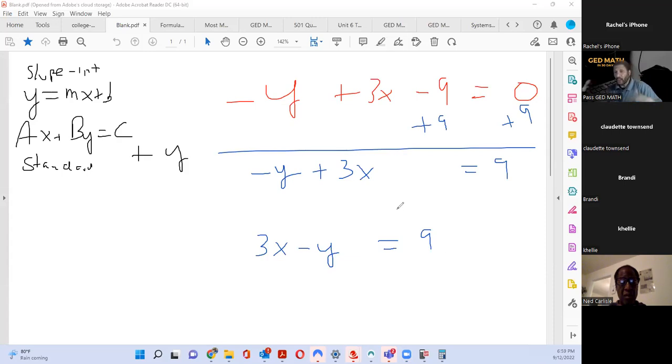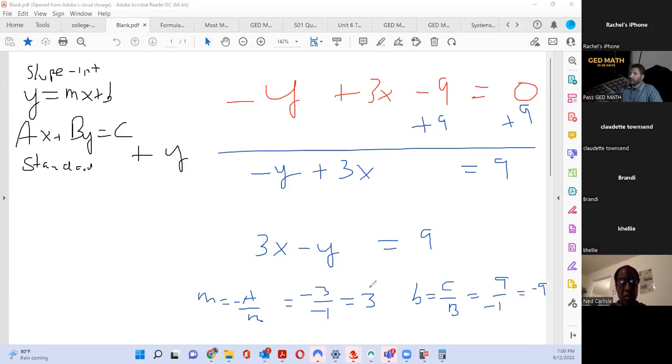So all I did, remember your properties. Very important that you understand your properties. It doesn't matter the order in which you multiply. It doesn't matter the order in which you add numbers. So I just changed the order. Now, slope equals minus a over b. So negative 3 over negative 1. My slope is 3. To find my y-intercept, c over b. 9 over negative 1.